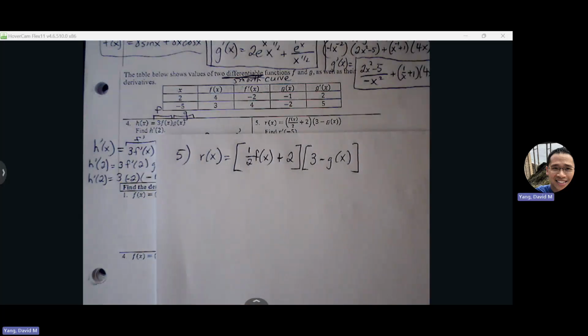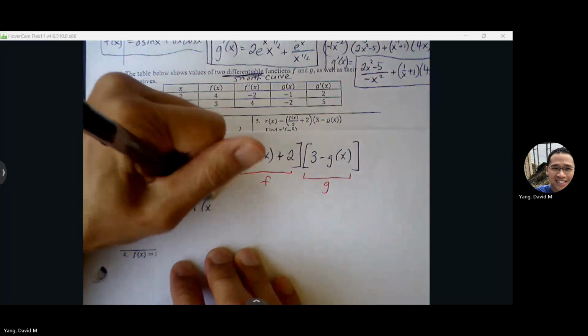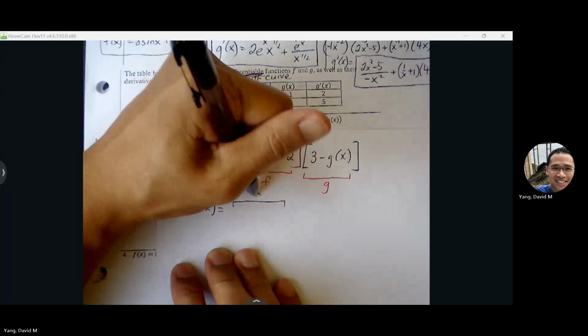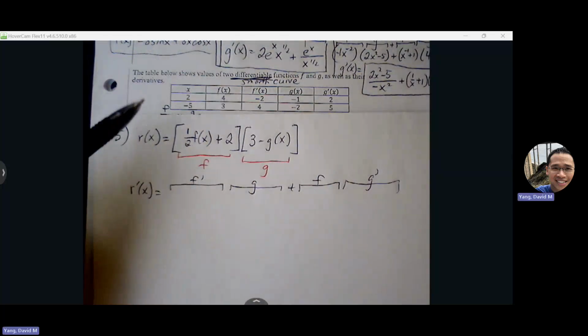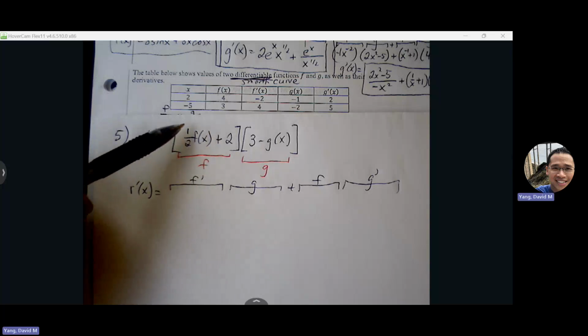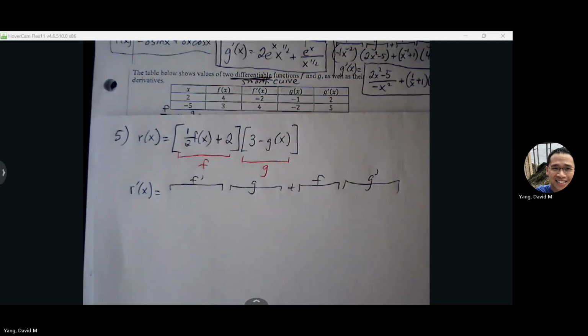All right. So what I have in brackets, those I'm going to assign as my f and g. And I'm just going to go through and build out my product rule. Okay, f prime. What's the derivative of 1/2 f of x? The 1/2 stays, right? And what does f become?